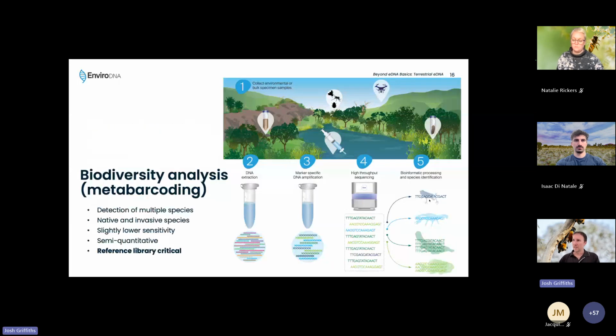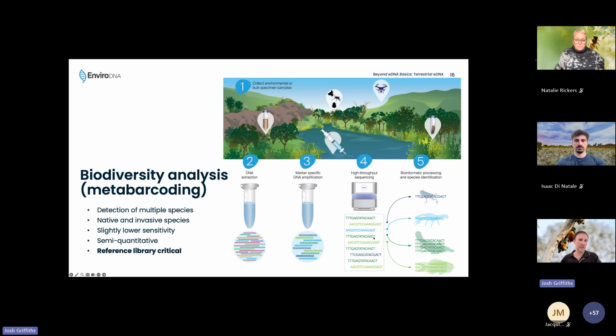Our metabarcoding analysis starts much the same. Collecting the samples remains the same. We still do our extraction process in much the same way. And again, there's a whole range of DNA from different organisms in there. And then we apply some fairly generic probes. So they target our taxonomic group of interest. So in this case, it was vertebrates. So it just pulls out the vertebrate DNA from that soup of DNA.